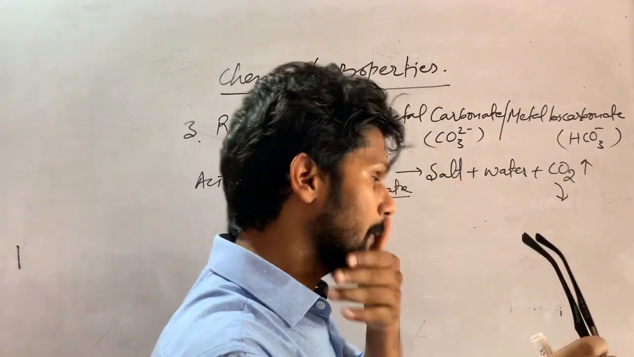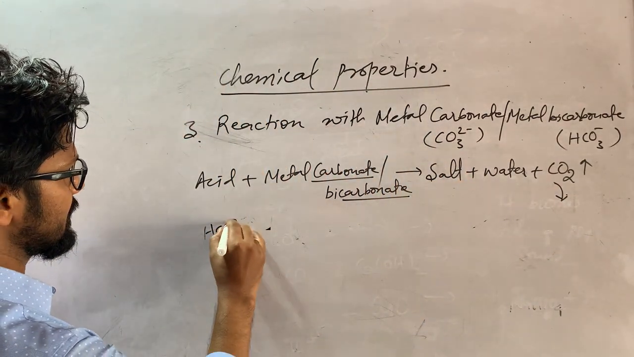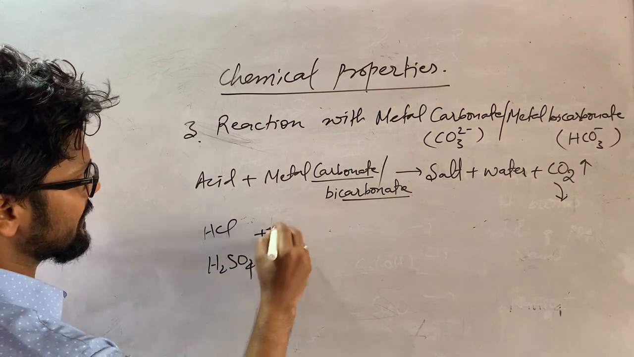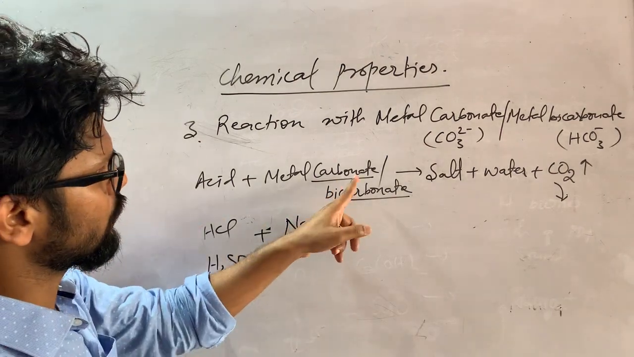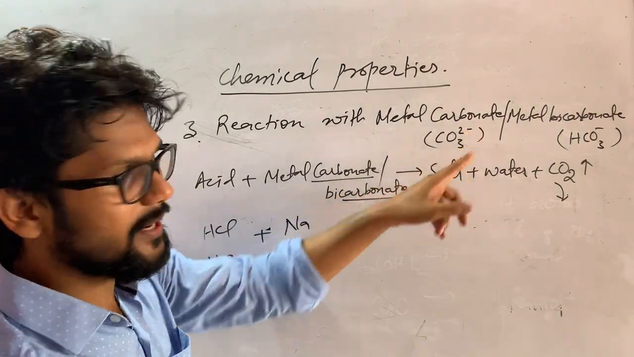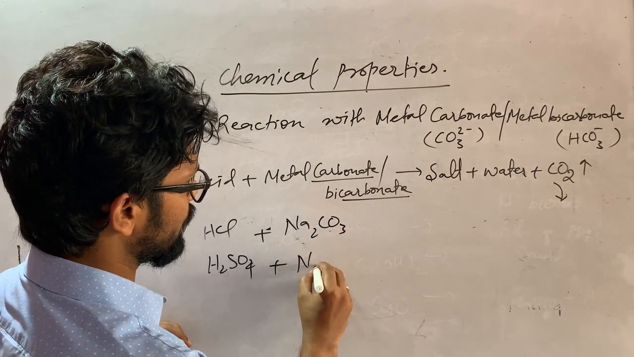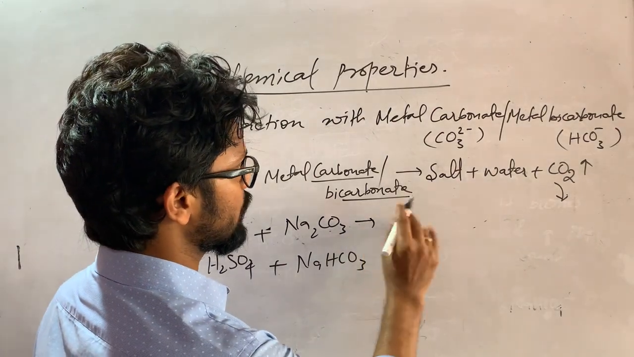Yes. Now we'll see the reaction. We'll take one example. You can take acid HCl, you can take acid H2SO4, it's up to you. And take any metal. Suppose you want to take metal sodium. Sodium is monovalent. You want to take carbonate. Carbonate is divalent. So formula will be Na2CO3. Here you can also take bicarbonate, NaHCO3.